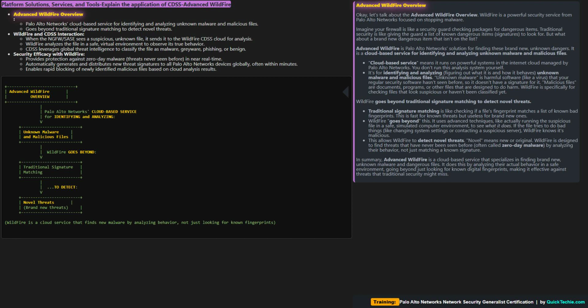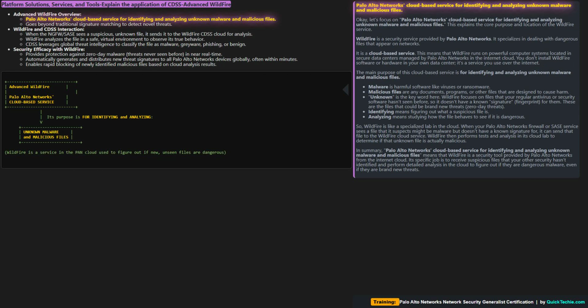Novel means new or original. WildFire is designed to find threats that have never been seen before, often called zero-day malware, by analyzing their behavior, not just matching a known signature. In summary, Advanced WildFire is a cloud-based service that specializes in finding brand new, unknown malware and dangerous files. It does this by analyzing their actual behavior in a safe environment, going beyond just looking for known digital fingerprints, making it effective against threats that traditional security might miss.